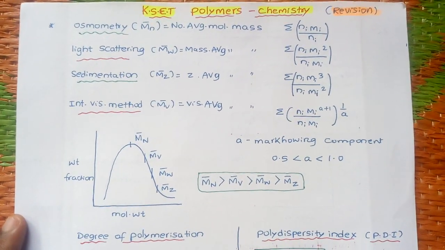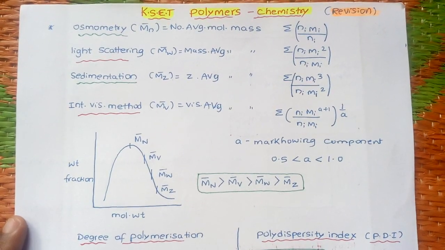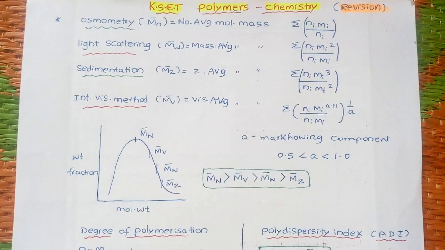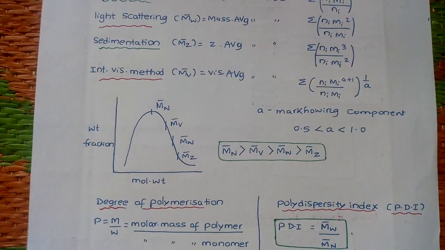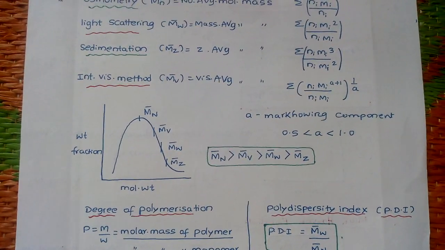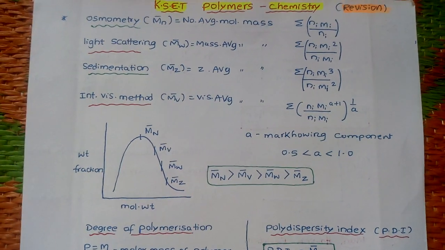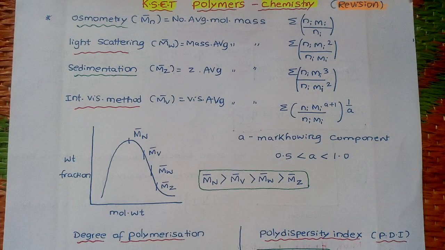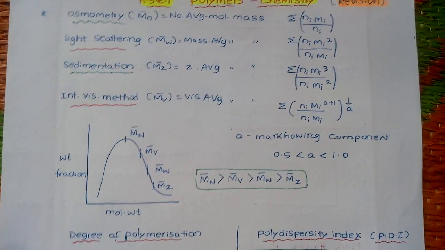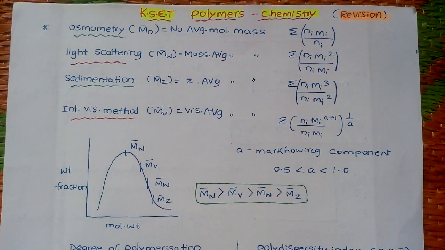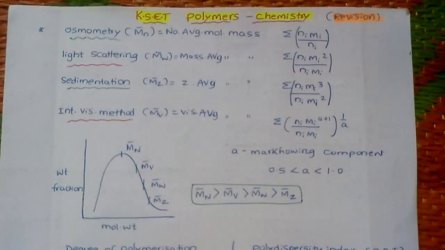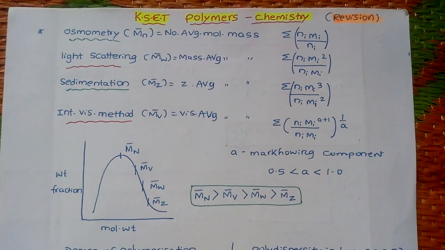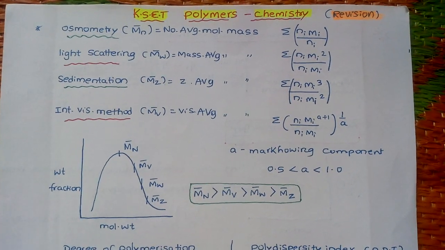In today's class, we are discussing KSET polymers chemistry revision. Simply in these 7 minutes, I am discussing all the formulas related to polymers. First, from the osmometry method, we find the number average molecular mass. Its formula is summation of Ni Mi divided by summation of Ni, where N means number of molecules and M is molecular mass.